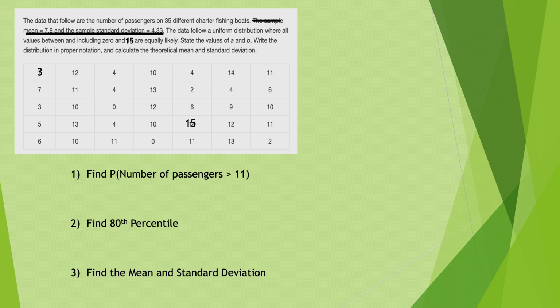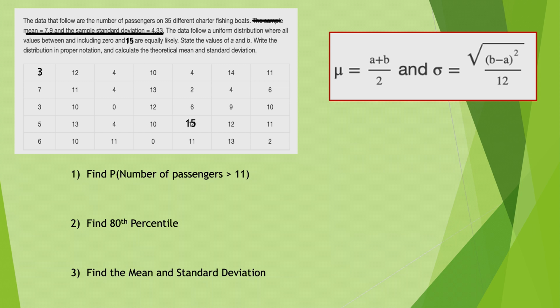Okay, find the probability that the number of passengers is greater than 11. Well, the numbers that are greater than 11 are 11, 12, 13, 14, and 15. That's a total of 4 numbers. 4 times 1/15 each is 4/15.